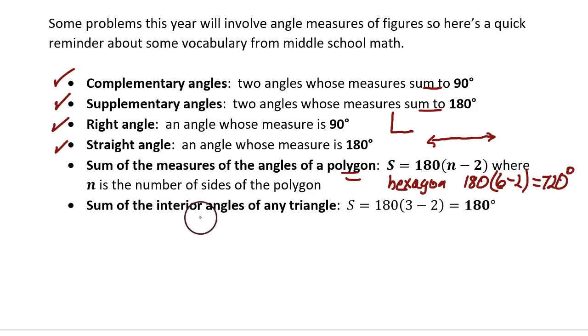The sum of the interior angles for any triangle is 180 degrees. And the reason is because when you use that formula, you fill in a 3 because a triangle has 3 sides, and you work this out and the answer is 180. It's certainly worth memorizing that the 3 angles of any triangle add up to 180. Then you don't have to use the formula every time.